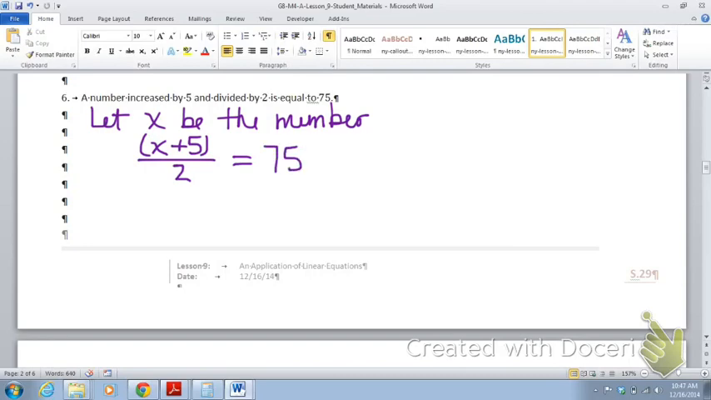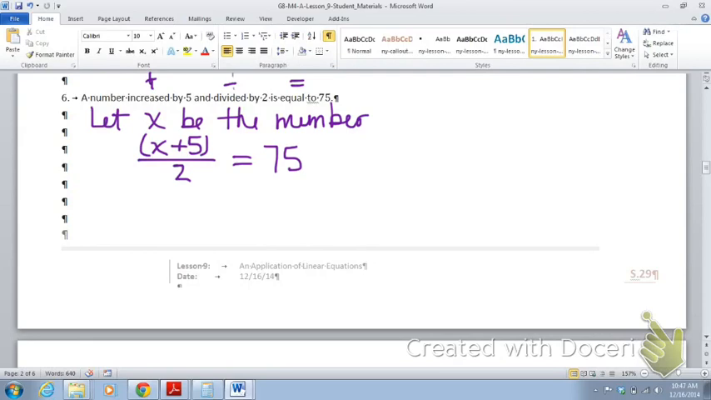So again, I'm looking for these keywords. There's my equal sign. Increased by is addition. Divided by, obviously, divided by 2. Notice that I didn't use this division symbol. It doesn't work real well when we're writing algebraic equations. So we're always going to use the fraction bar for divided by. You could also think of that as multiplied by 1/2, right? So I could have written it that way. Okay, so here's our equation. We're halfway done. Now we need to solve it.